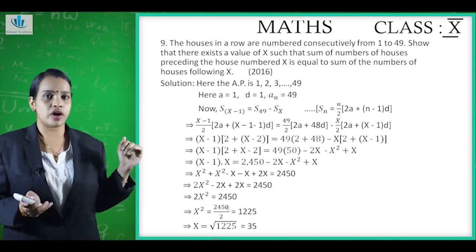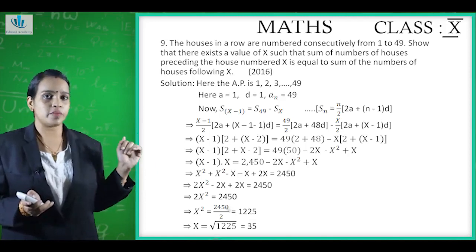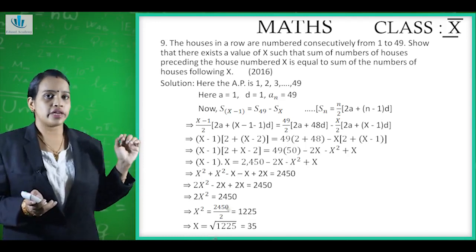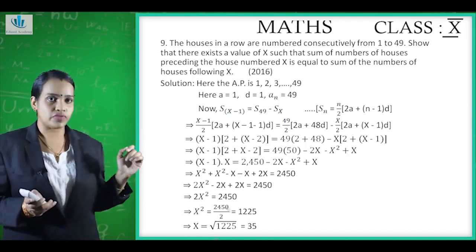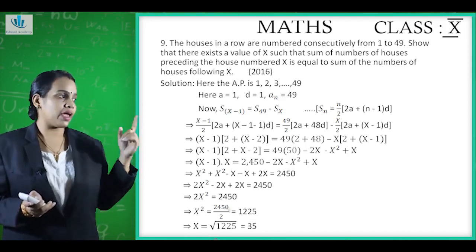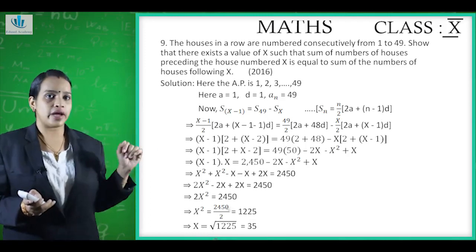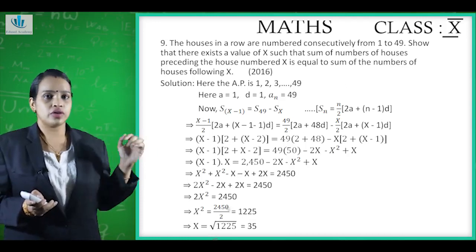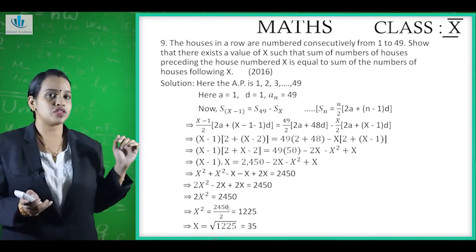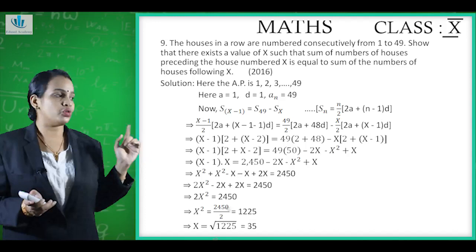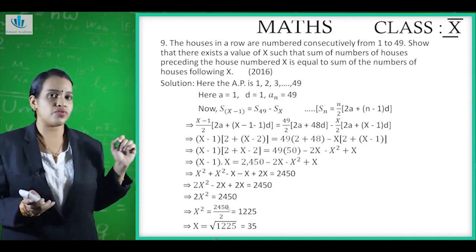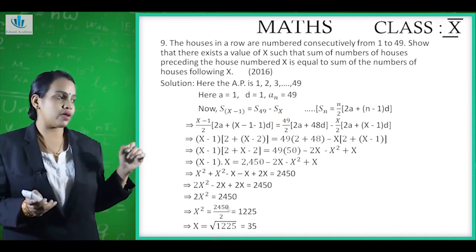So (x minus 1) into, when we open the bracket, it becomes (2 plus x minus 2) is equal to 49 into (2 plus 48), it is 50, minus, we will multiply x with the bracket. So it becomes minus 2x minus x square plus x. So here again we can solve it. x minus 1 into 2 plus x minus 2 becomes x, so (x minus 1) into x is equal to 49 into 50, it is 2450, minus 2x minus x square plus x.